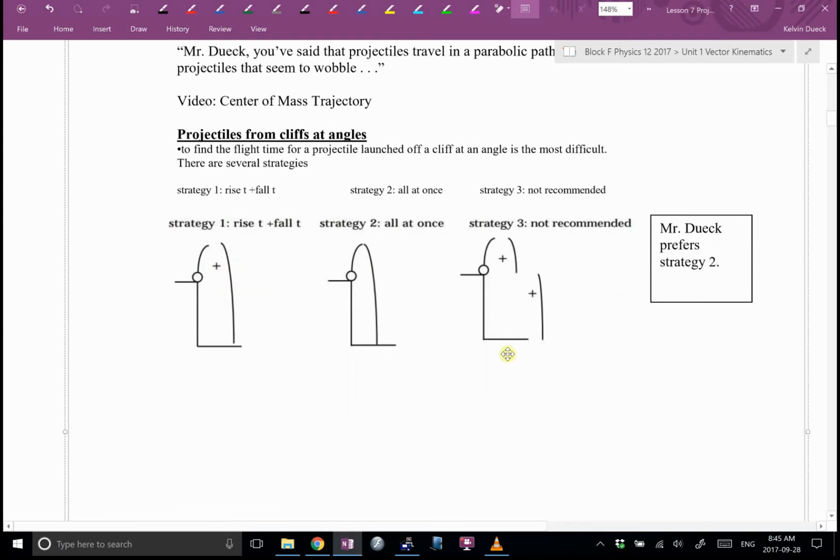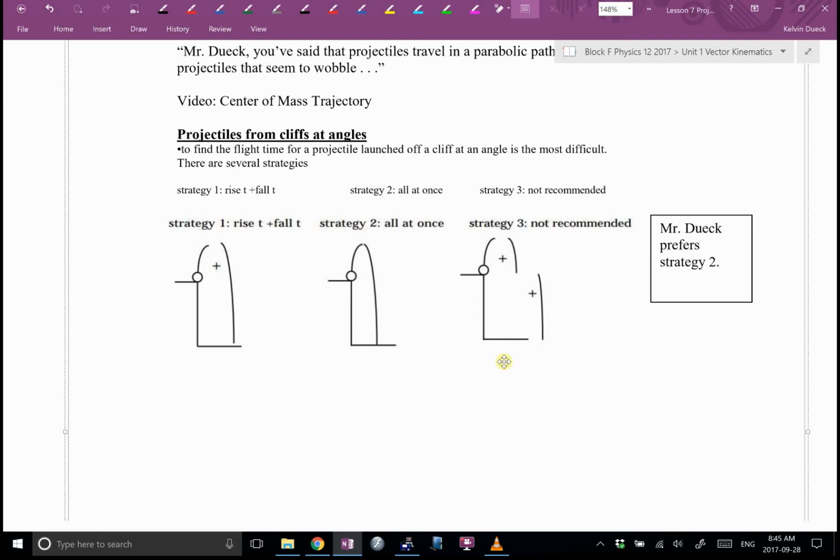All right, here it is. Projectiles from cliffs at angles. We're going to spend most of our time finding time. If they give you time, I'm telling you, the question falls apart. So there are going to be some on your review where they give you the time. I don't even know if I'm going to do an example like that with you. I'm going to gamble and say, oh, you'll figure it out, because now T goes in both columns.